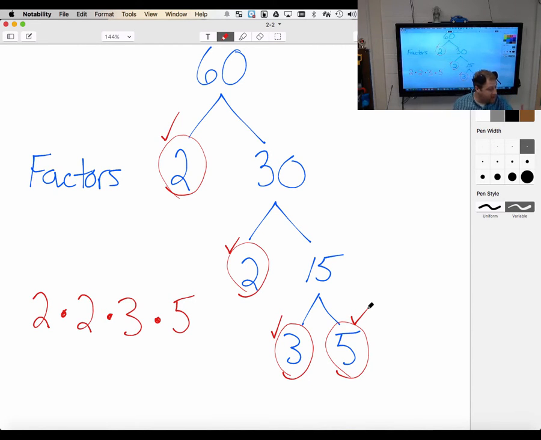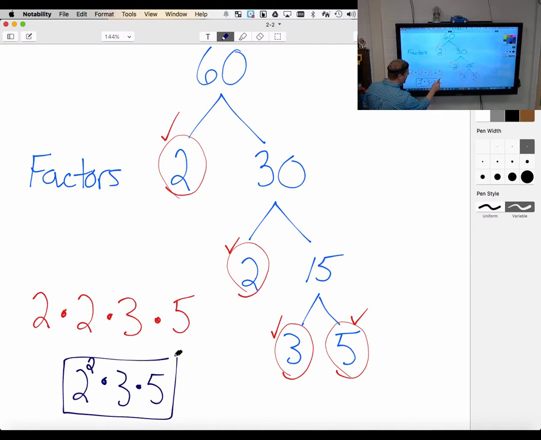2 raised to the second power. Yeah, 2 squared. So I'm going to rewrite that. 2 times 2 as 2 squared times 3 times 5. That, ladies and gentlemen, is the prime factorization for 60.